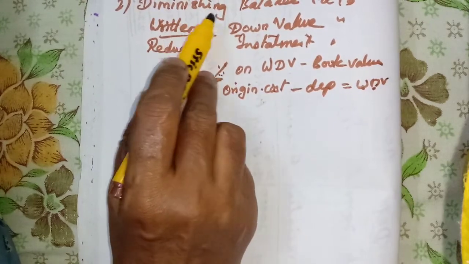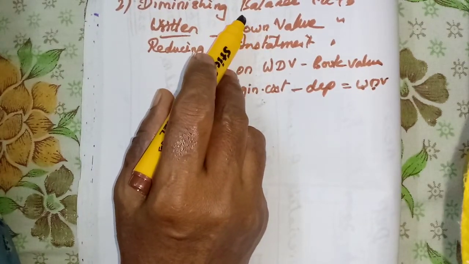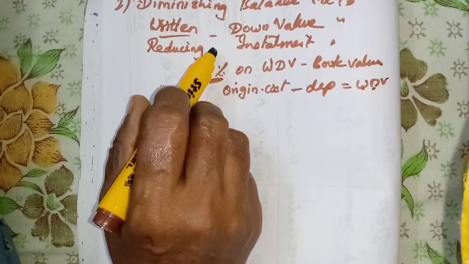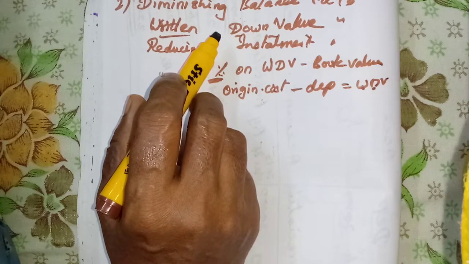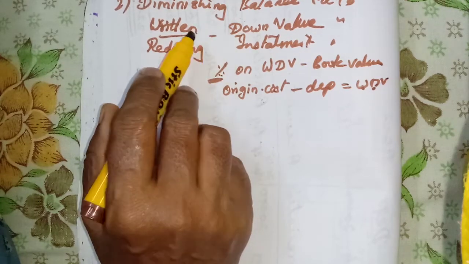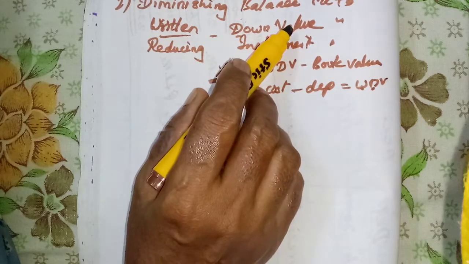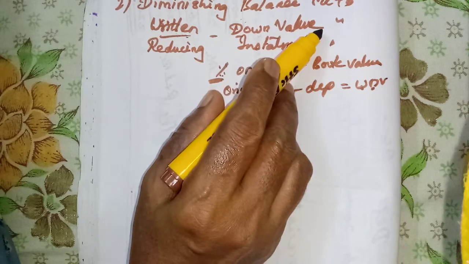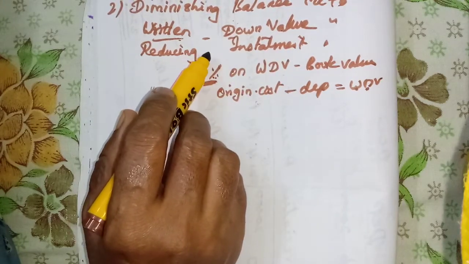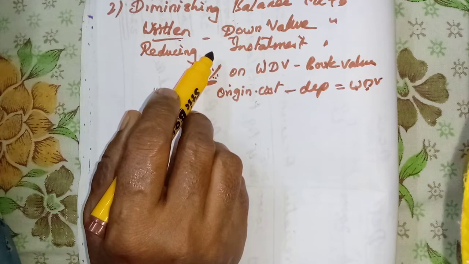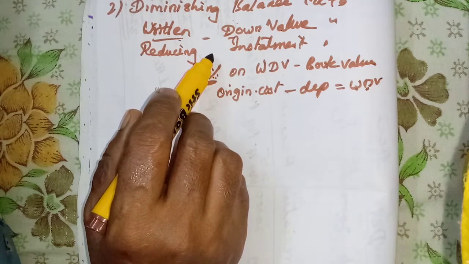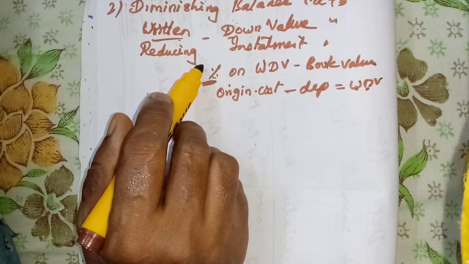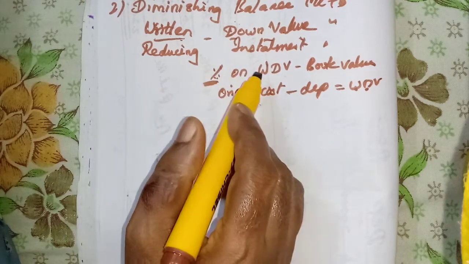It is called diminishing balance because every year the balance gets reduced. The value of the depreciation gets decreased each and every year. Here we are calculating not on the original cost but on the written down value of the fixed asset. The installment that we charge on the depreciation account every year is reducing. It is not a fixed installment throughout the life of the asset.